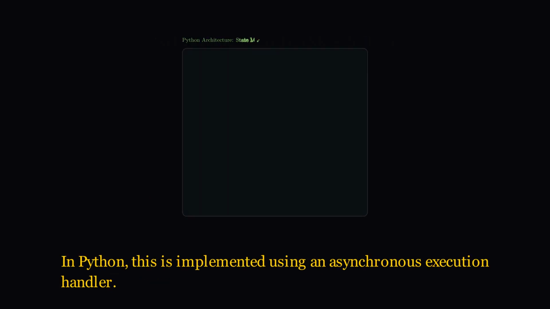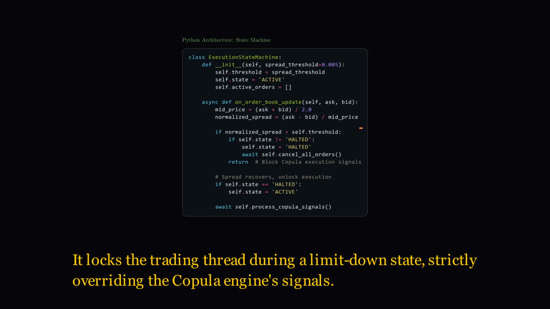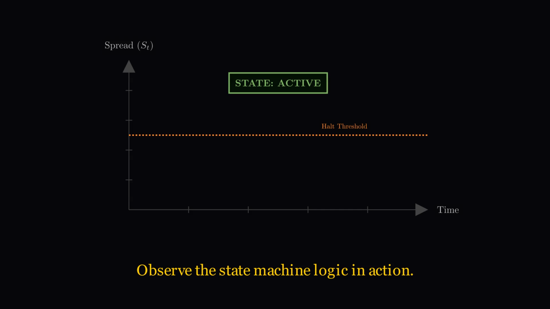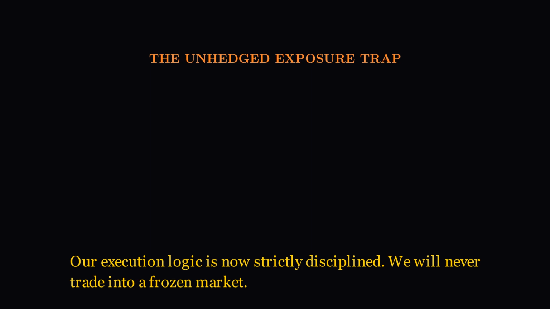In Python, this is implemented using an asynchronous execution handler. It locks the trading thread during a limit down state, strictly overriding the copula engine's signals. Observe the state machine logic in action. As the spread violently diverges, the system elegantly halts, resuming only when liquidity returns. Our execution logic is now strictly disciplined. We will never trade into a frozen market.